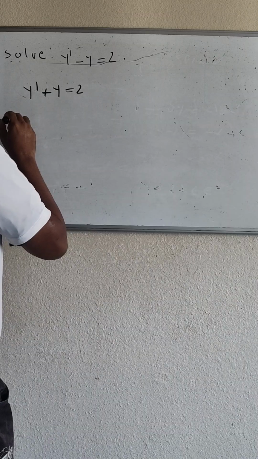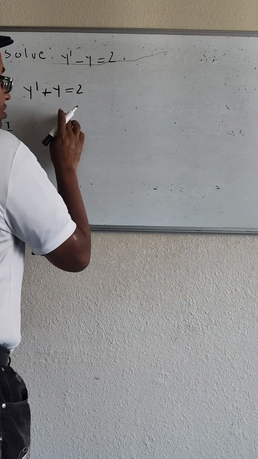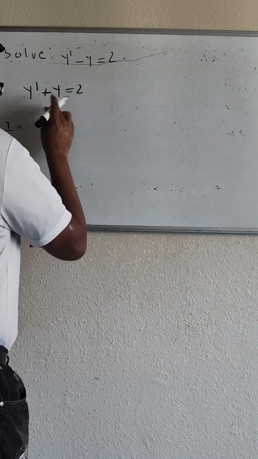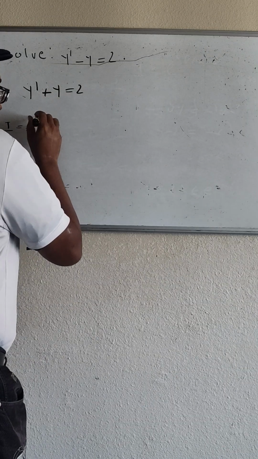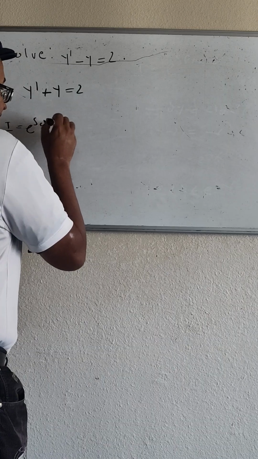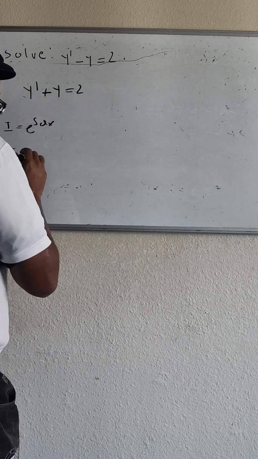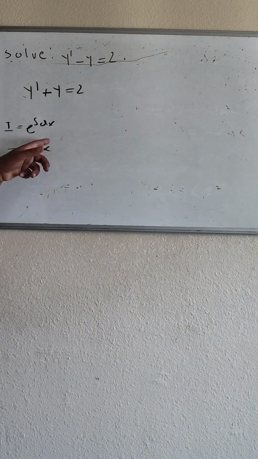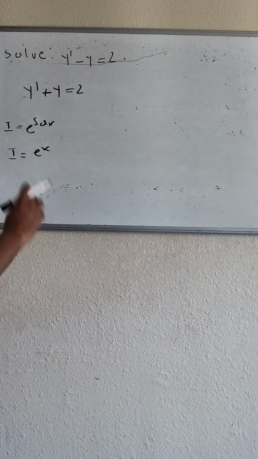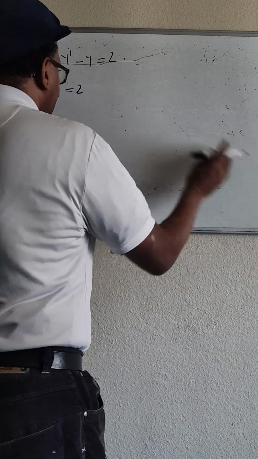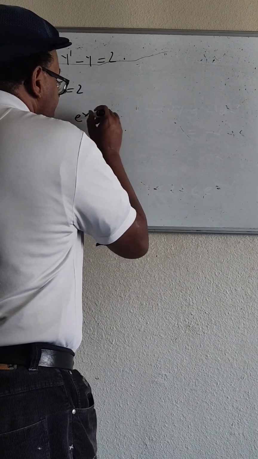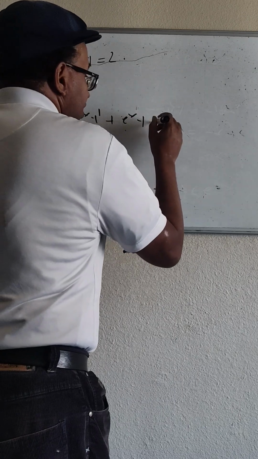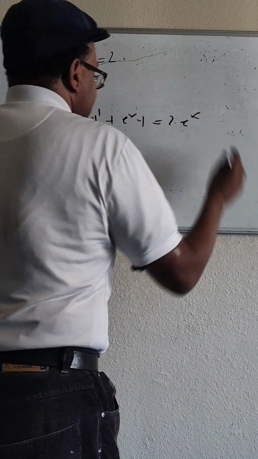So we're going to take the integrating factor with respect to what? Actually x. So this is going to be e to the integral of dx. So therefore, this will give us e to the x. The integral of 1 is x, okay? Very important. Now we're going to multiply it throughout, okay? So we'll multiply e to the x y prime plus e to the x y equals 2e to the x.